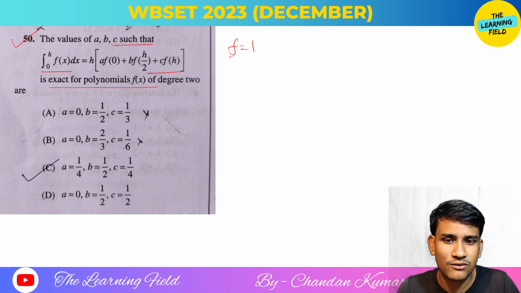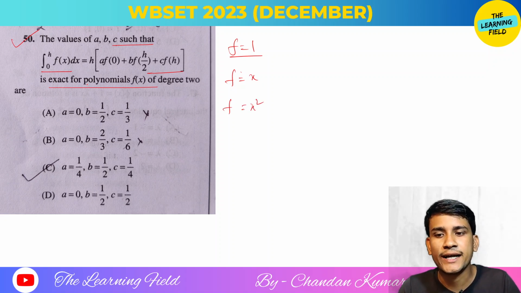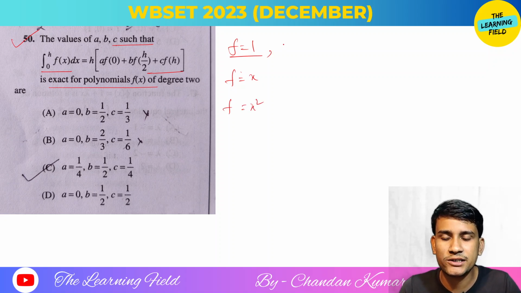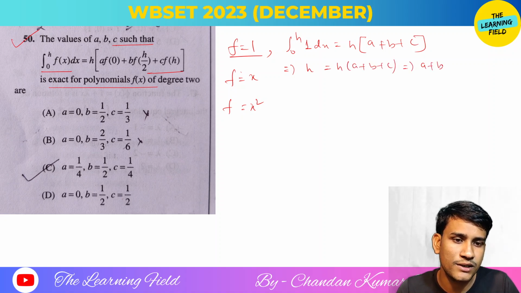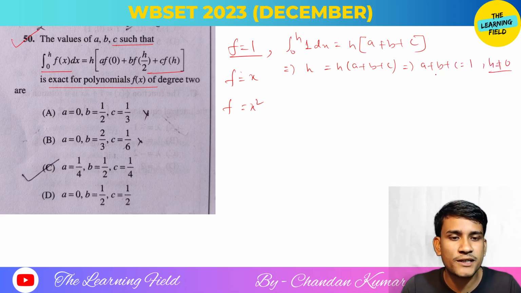We put first a 0 degree polynomial, then a 1 degree polynomial, then a 2 degree polynomial, and calculate these terms. If we put f(x) equal to 1, then the integral from 0 to h of 1 dx is equal to h into a times f(0), which is 1, f(h/2) is 1, all are 1. So a plus b plus c. This implies h equals h into (a plus b plus c), so a plus b plus c is equal to 1, as h is not equal to 0.